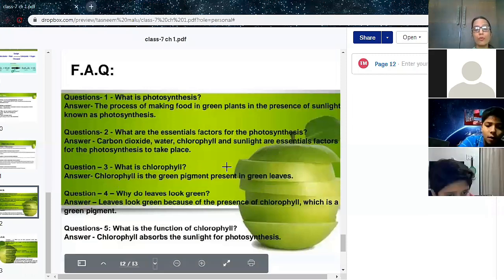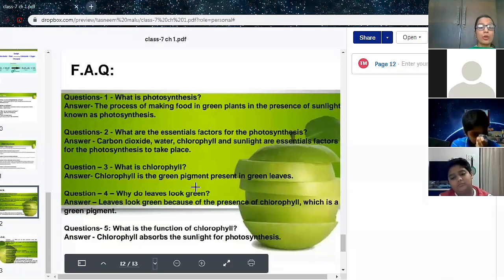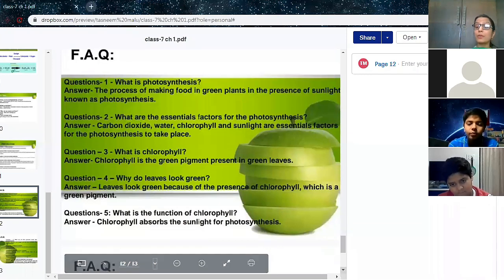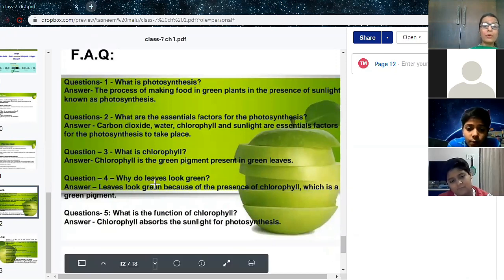Next, what is chlorophyll? Chlorophyll is the green pigment present in the green leaves of the plants. Chlorophyll is generally present in chloroplast, which are present in plant cell. Chloroplasts are present only in plant cell. They are absent in animal cells. Why do leaves look green? Leaves look green because of the presence of chlorophyll, which is a green pigment.